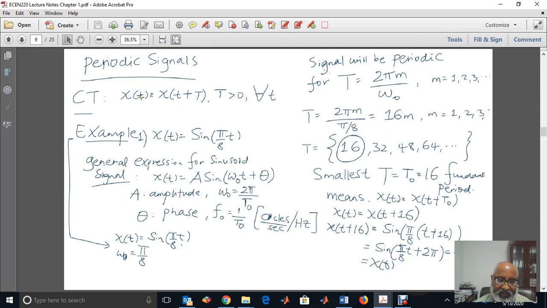For example, if small t is 0, x at 0 will be x at capital T. If small t is 1, x at 1 will be x at 1 plus capital T. If small t is 2, x at 2 will be x of 2 plus capital T, and so on. So if I have this, then we call capital T the period of the signal.